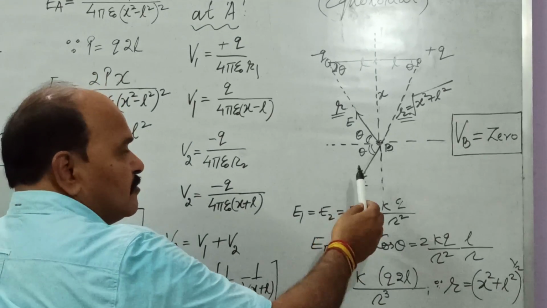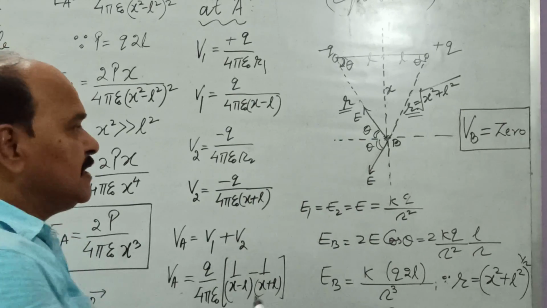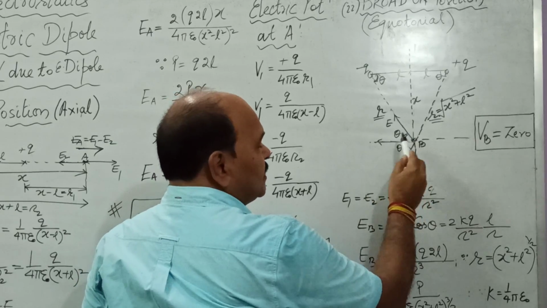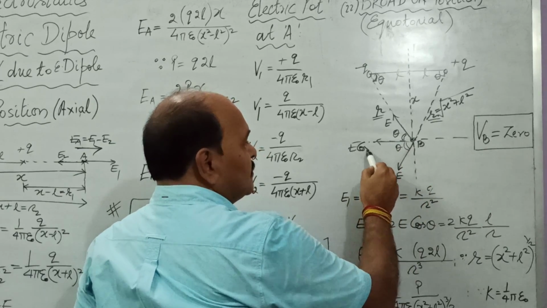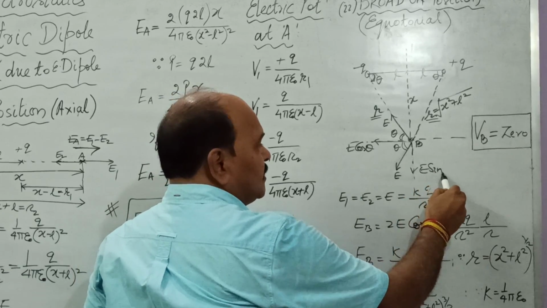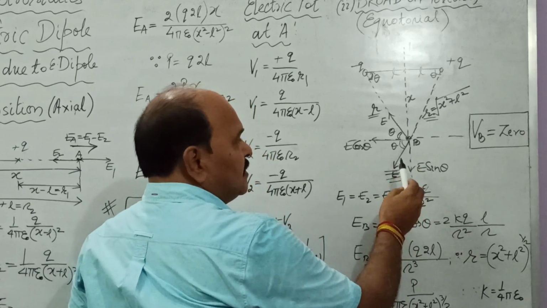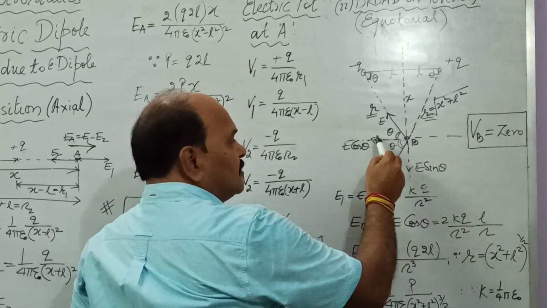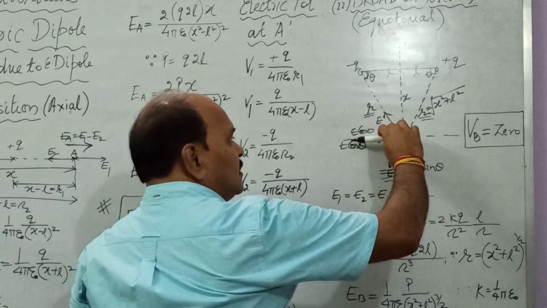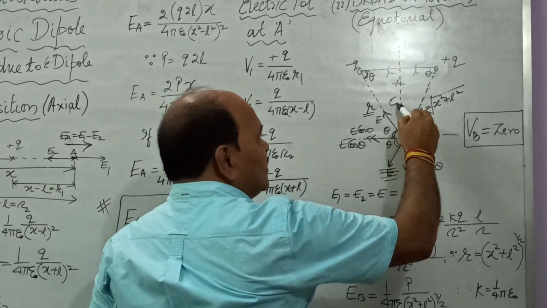Now, to find the sum of these two vectors, we are going to resolve them. See, this E will have two components. One component would be in this direction, and that would be E cos theta. The other component of E would be in this direction, and that would be E sin theta. So we resolve E, and the two components of E are these. Likewise, we resolve this E also. This E will have a component here, E cos theta, in this direction, and the other component would be in this direction. That would be E sin theta.